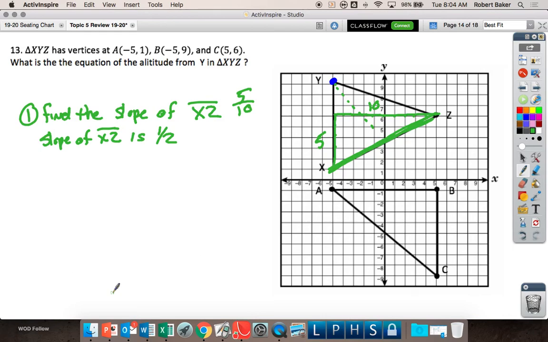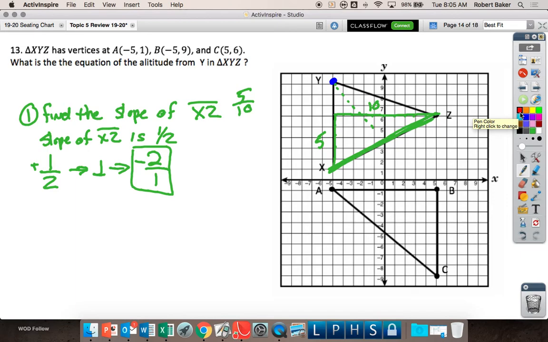Alright? Now, remember that an altitude is perpendicular to xz and goes through y. So I need to take this 1/2 and find what is perpendicular to it. So flip it and change it from positive to negative. So if I have a slope of -2 over 1, then that will be perpendicular to xz. All right, remember that an altitude must go through a vertex and be perpendicular to the other side.